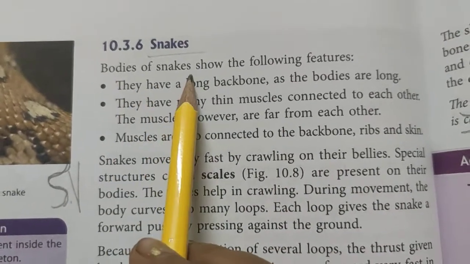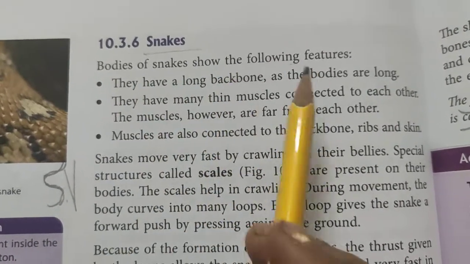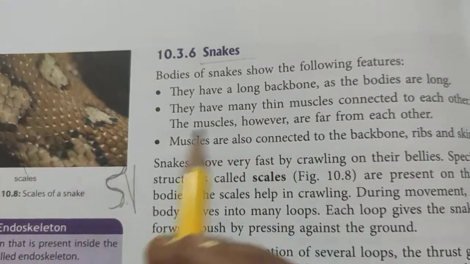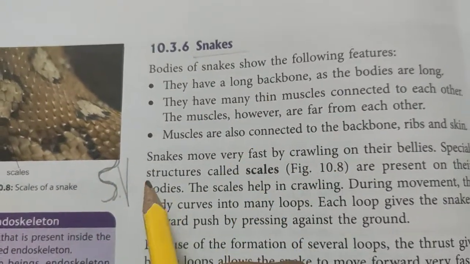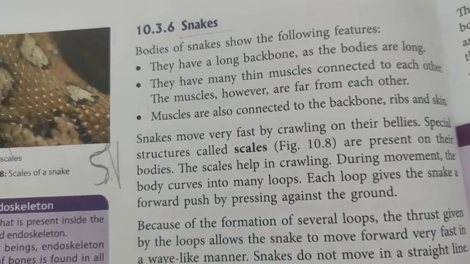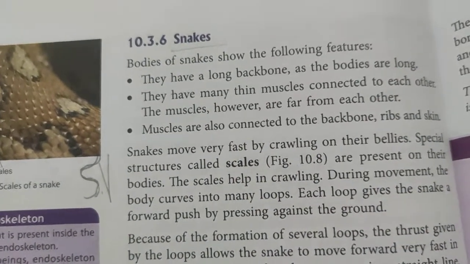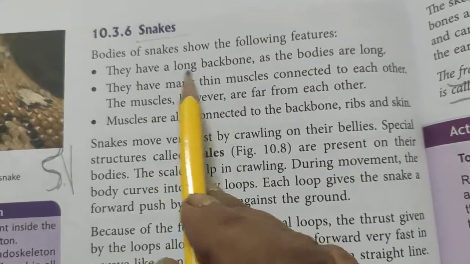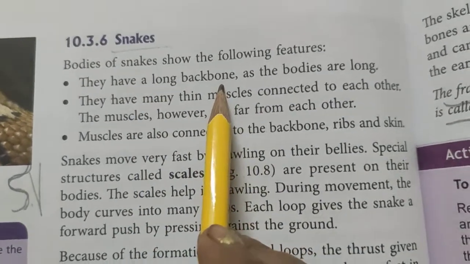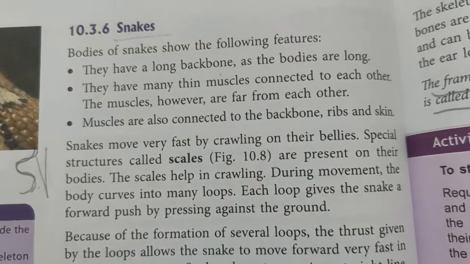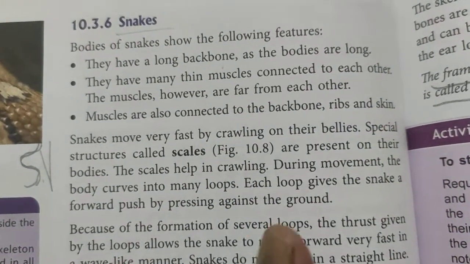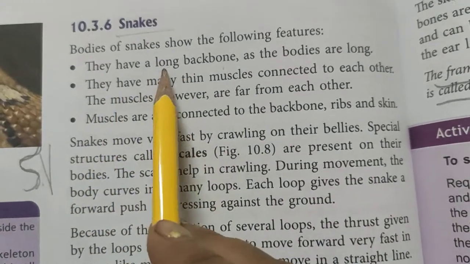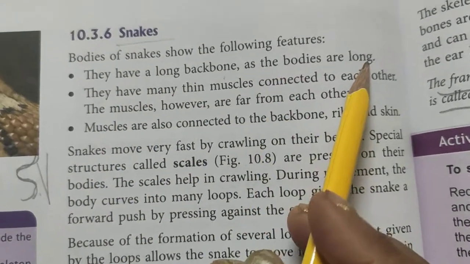The bodies of snakes show the following features. Means, what are the features of a snake which helps in the movement of the body, or what are the features of a body of a snake? So they have a long backbone. You know, snakes are very long. Some are small snakes also, but they are longer than the birds, isn't it? They have long backbone because their bodies are long.